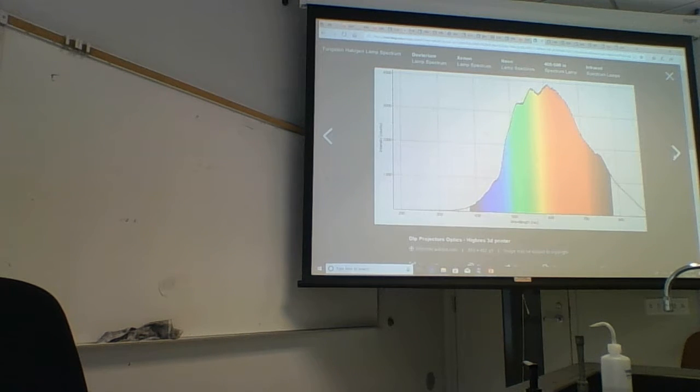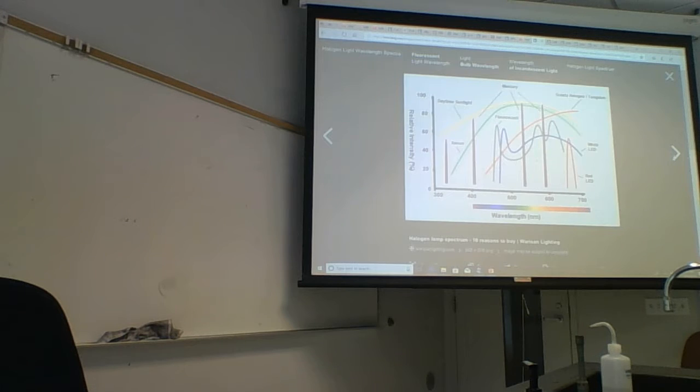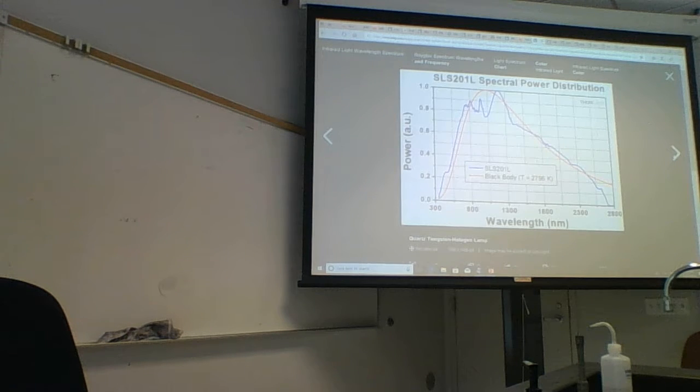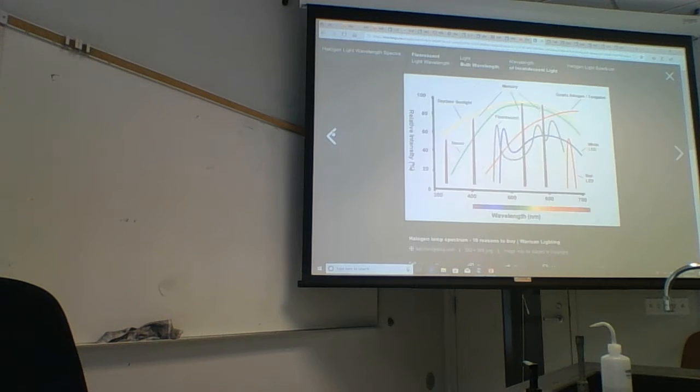Here is a projector. Let's see. All right, so that's kind of what we expect. And so how do you make a light bulb?